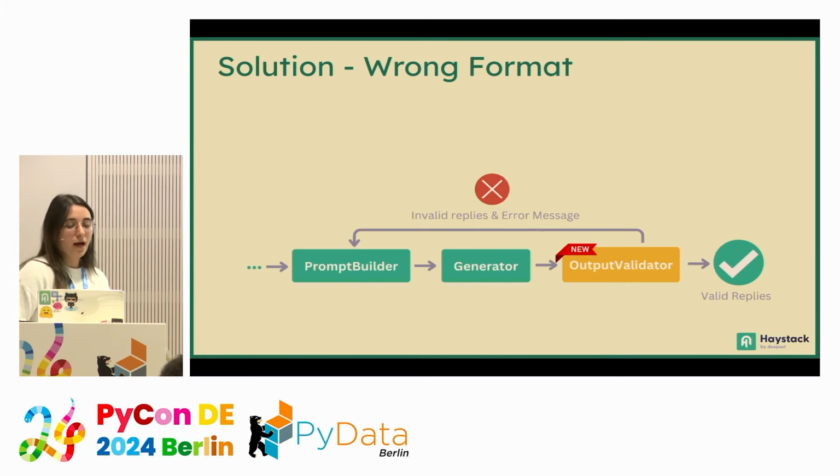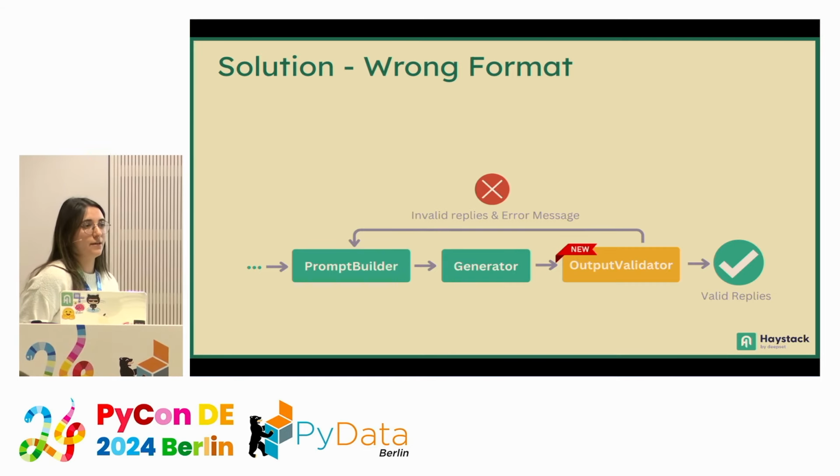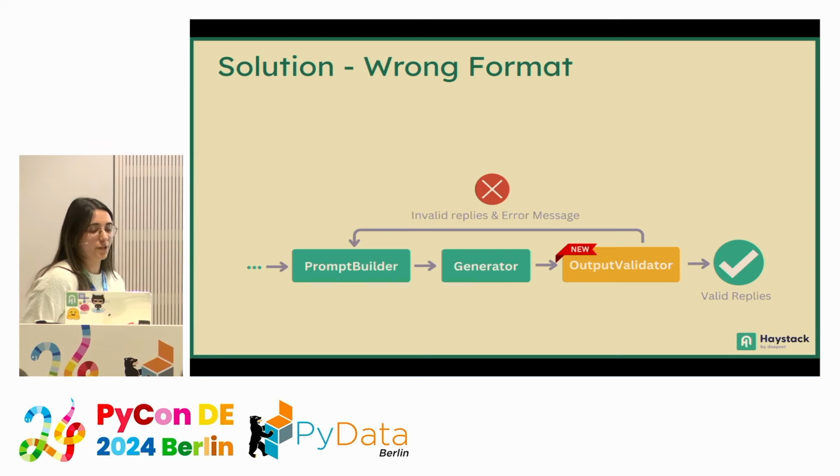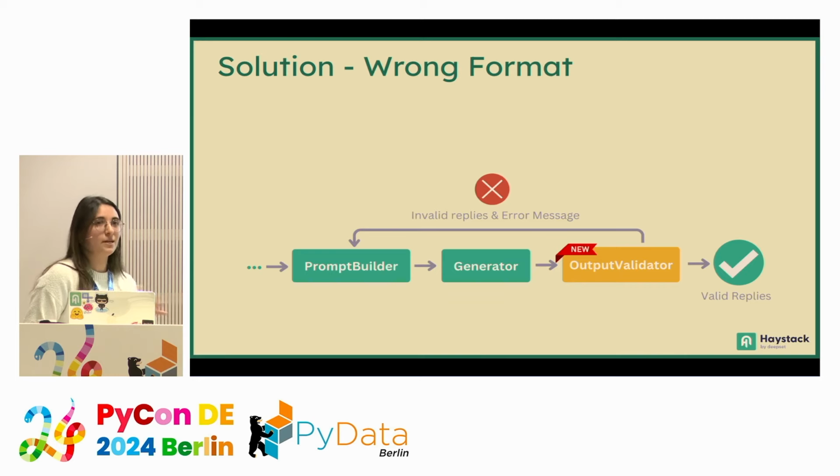So let's imagine that your generator is not capable of extracting in the right way. What you would do is have an output validator that checks if the generated output is working for you or not. If the output validator says that no, this is not in the right format, try that again, you send the invalid replies and the error message back to the prompt builder, and the prompt builder tries that again with the generator and with the new prompt, of course.